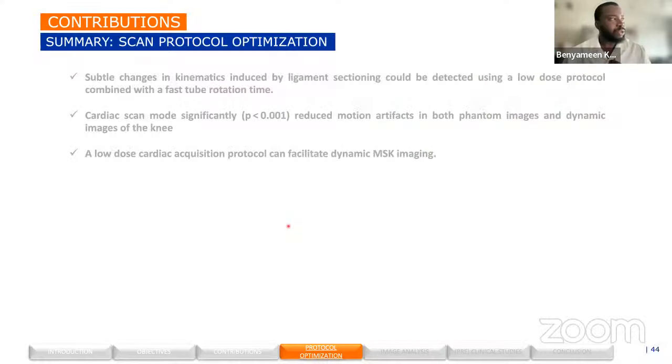So to give a bit of a summary of this part, we've noticed that we could detect subtle changes in kinematics by cutting some ligament, even though we're using a very low dose scan protocol. We also realized that we can use the cardiac scan mode to significantly reduce the motion artifacts. So we basically have a protocol that is low dose that can also allow us to get useful images and quantitative calculations from these type of images.